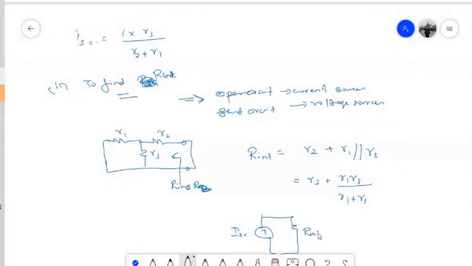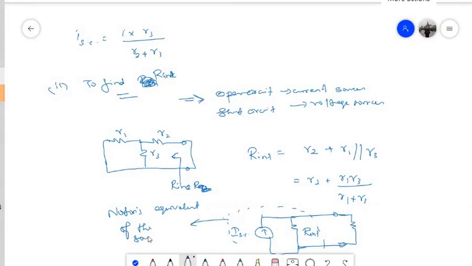and R int in parallel. Now these are the terminals across which RL was connected. So I have obtained the part of the circuit inside this dotted line, which is nothing but the Norton's equivalent of the source network. Let us solve some more problems related to Thevenin's and Norton's theorem in the upcoming classes.